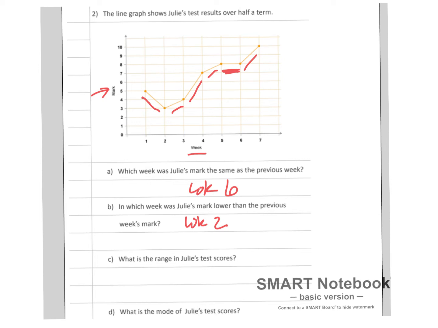What's the range in Julie's test scores? So the highest test score she got was 10. The lowest was 3. So 10 minus 3 is 7. And then the question is, what is the mode of Julie's test scores? In other words, which one happens most often? Well, there were 2 that were the exact same, which would make it 8.